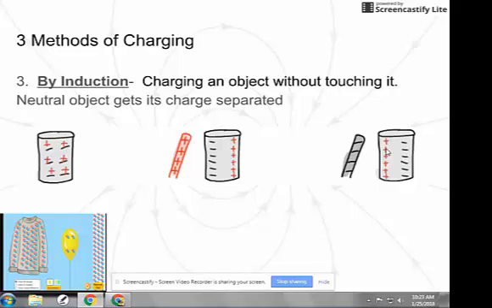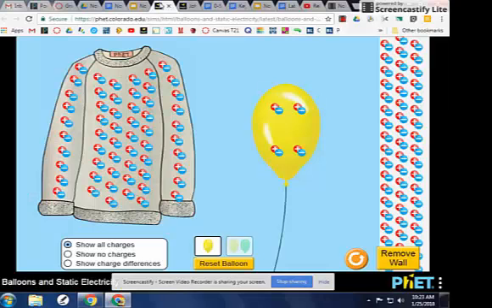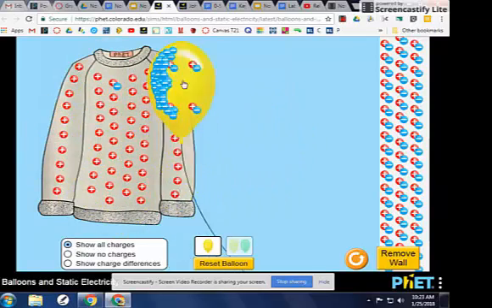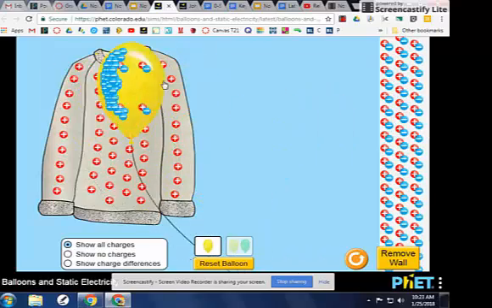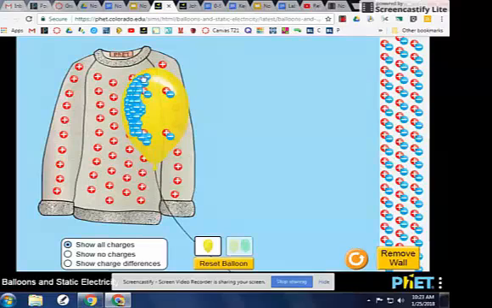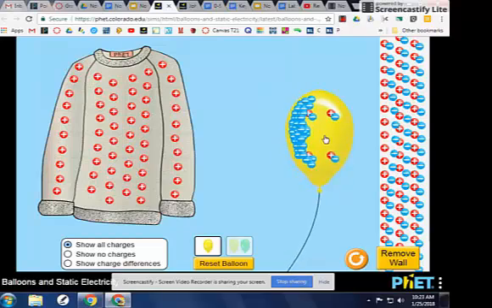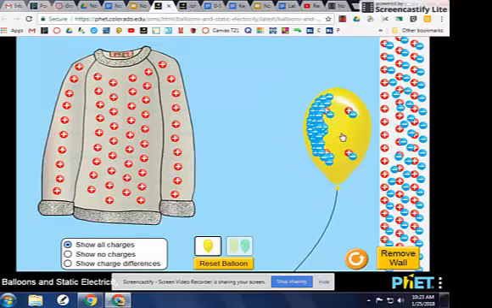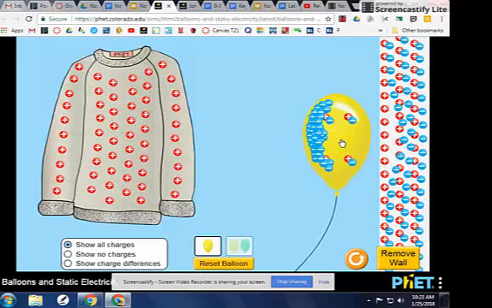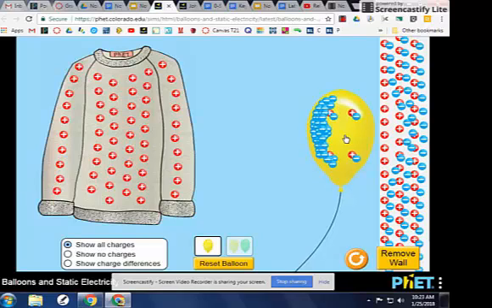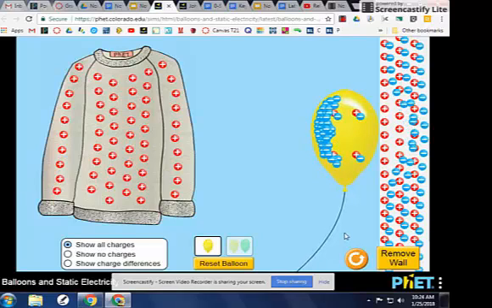So let's look at a couple of simulations here to show these different methods of charging. Here we can show some charging by induction. First we're going to charge this balloon by friction. We're going to rub it against our shirt here. Okay, so our balloon is now charged. If we bring it towards the wall, we see that those negative charges get pushed away, and the positive charges are staying in place. That's induction. So our balloon would stick to the wall.